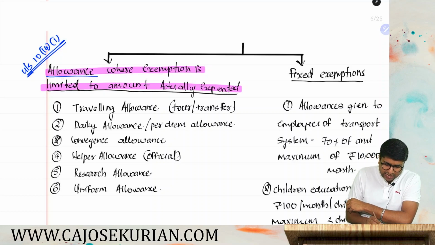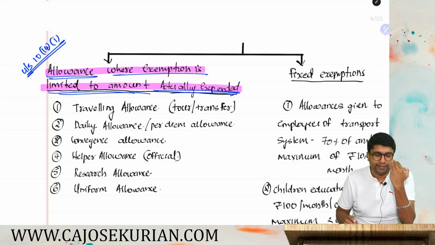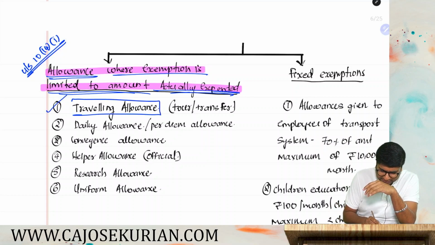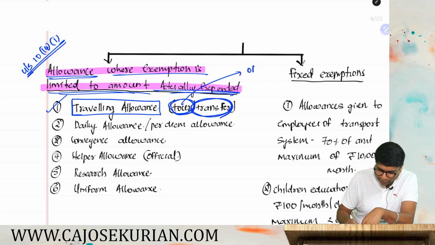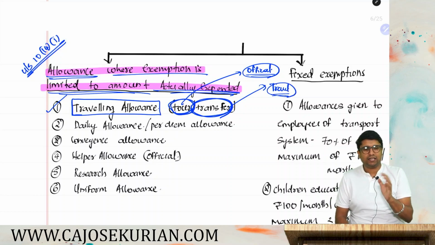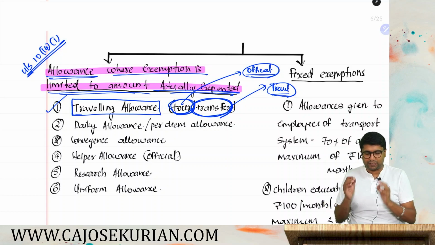Now let's understand which are the 6 items coming under this category: allowances where exemption is limited to the amount actually expended. So moving on to the first one, that is traveling allowance. What is this traveling allowance? Allowance that you have received on tour or transfer. Because this is a tour, that is for official purposes. You are going for an official tour or you are transferred and you are supposed to travel. So if it is an official travel or you got a transfer from one place to another and you are traveling on account of this particular transfer.